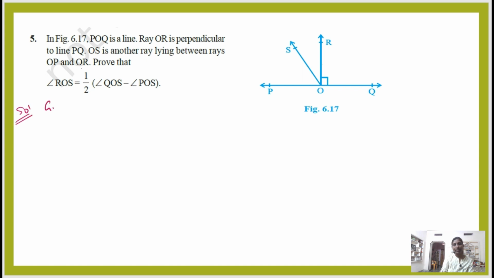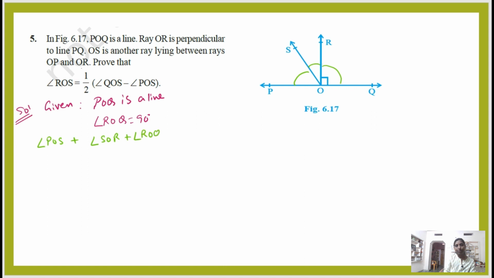Here it is given that POQ is a line and OR is perpendicular to PQ. It means angle ROQ is equal to 90 degrees. Now friends, observe here, POQ is a line. It means this angle plus this angle plus this angle will be equal to 180 degrees. Angle POS plus angle SOR plus angle ROQ is equal to 180 degrees.